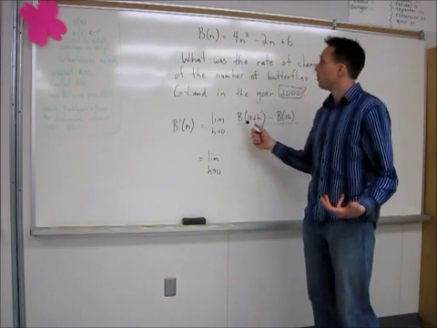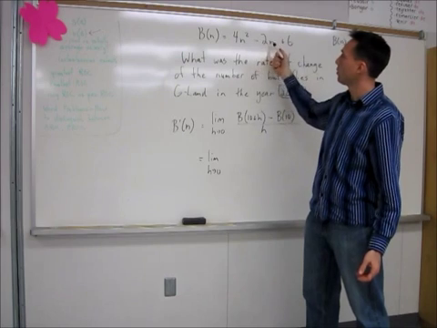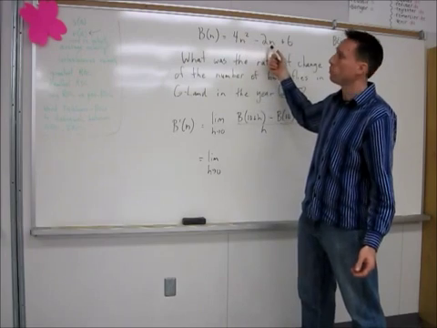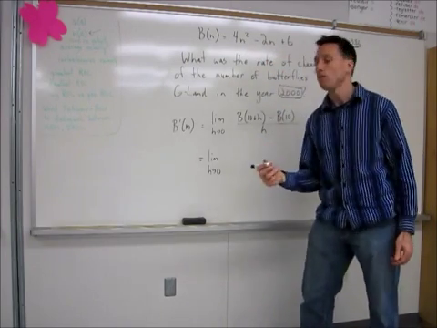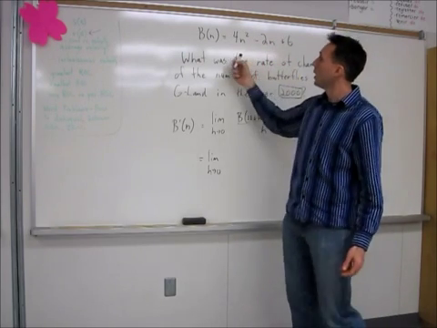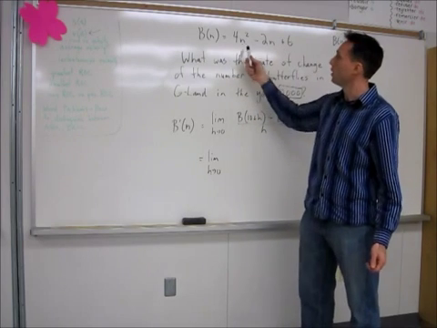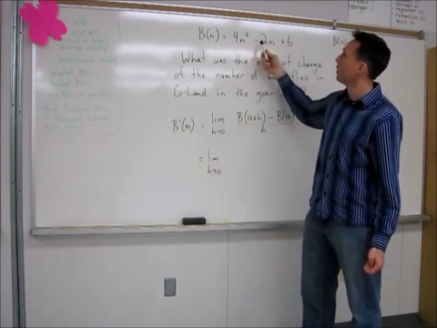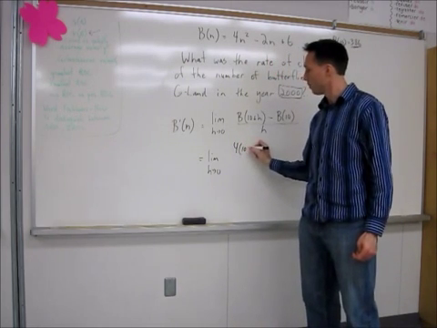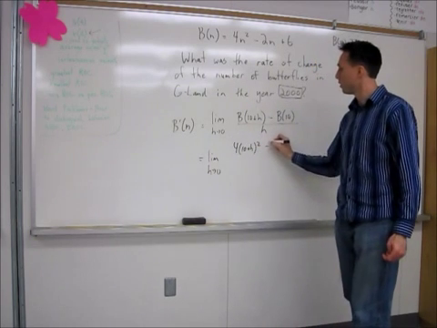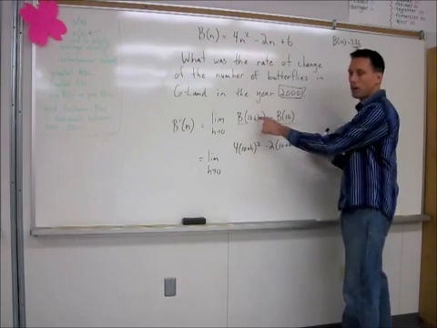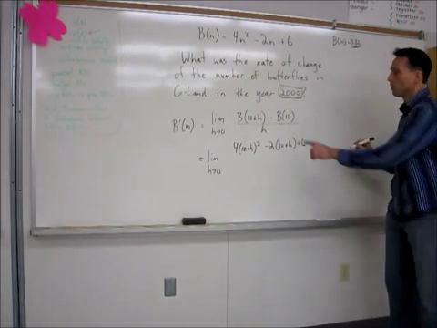Okay, so this is equal to the limit as h approaches 0 of, well, b of 10 plus h. b of n is 4n squared minus 2n plus 6. b of j is 4j squared minus 2j plus 6. b of smiley face is 4 smiley face squared minus 2 smiley face plus 6. And b of 10 plus h will be 4 times 10 plus h squared minus 2 times 10 plus h plus 6. This is b of 10 plus h minus b of 10.